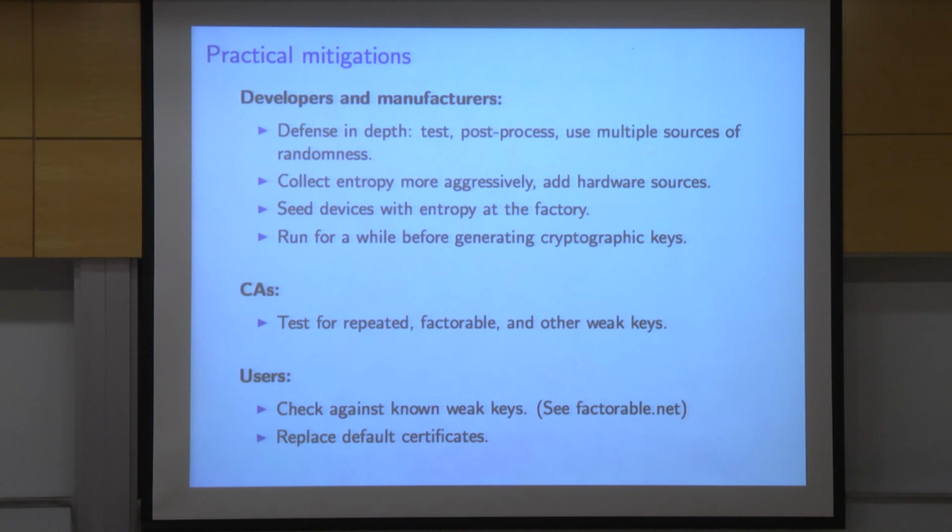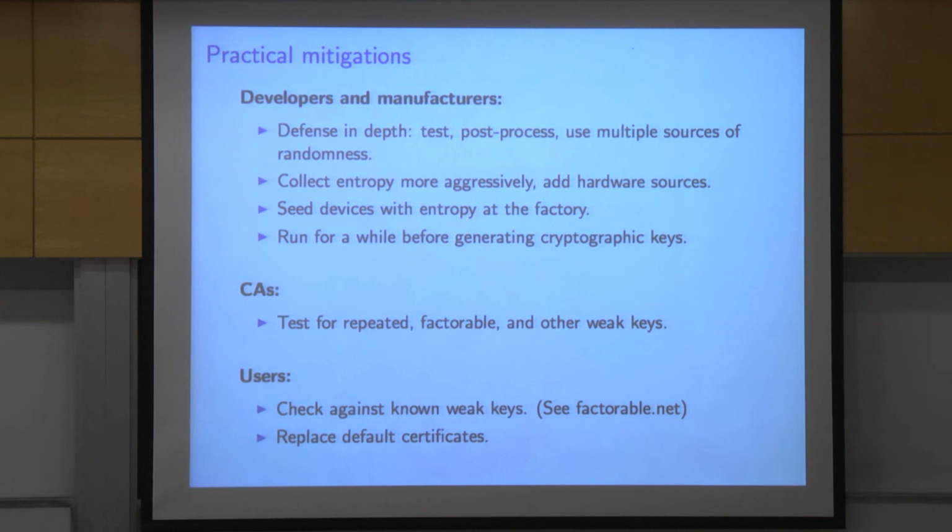For these kinds of small resource-constrained devices, a solution is to collect entropy more aggressively on boot and add hardware sources of entropy. For example, the new Intel chips contain a hardware random number generator, and they have the RDRAND instruction. Although apparently many pieces of software are now using the output of these Intel chips without any further processing. So that seems perhaps unwise.